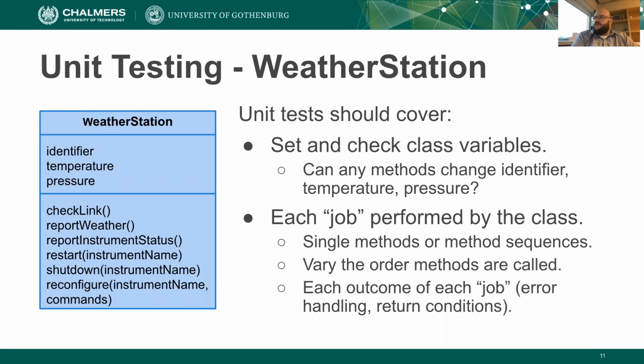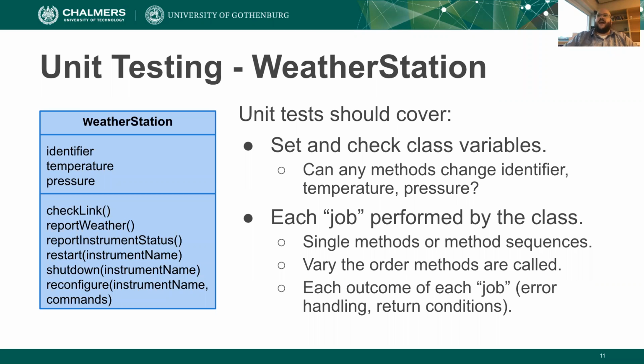You might want to also then look at the different jobs that can be performed by that class, right? Check its link to the home base. Try to restart or shut down or reconfigure instruments. Do this in different sequences and orderings too to see if we can break something as a result. And in general, remember to try and hit every outcome of the different jobs that that class can perform, right?